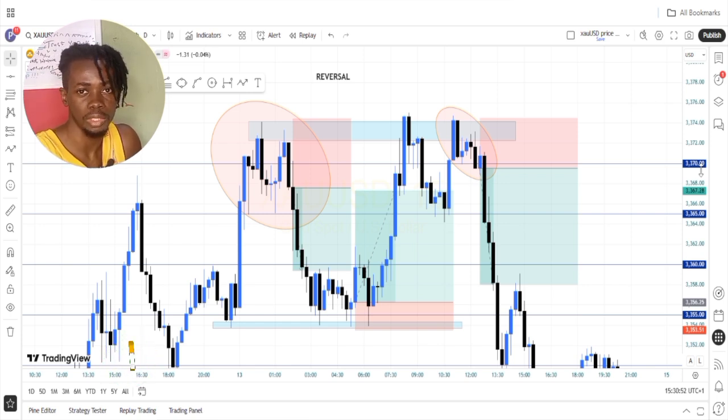So with this, I think I've been able to show you how effective these psychological levels are. Depending on whatever strategy you are using, you can always add them as added confluences.